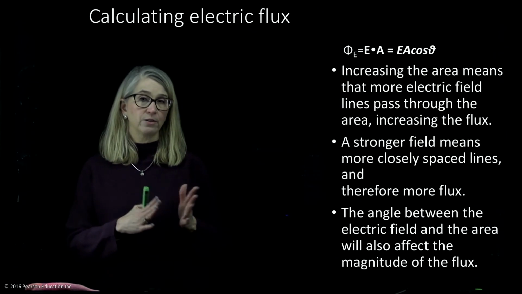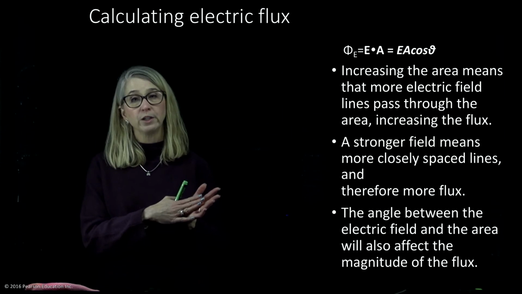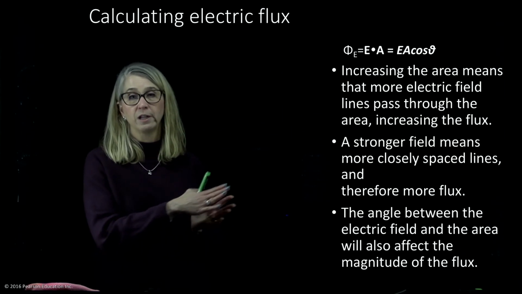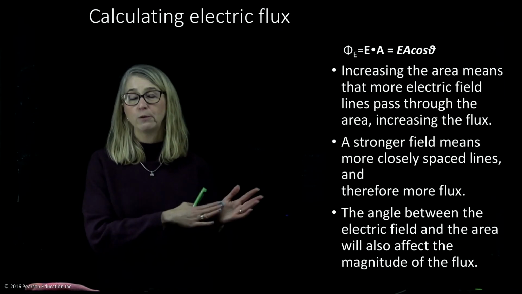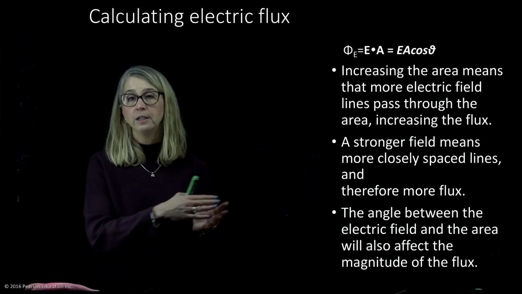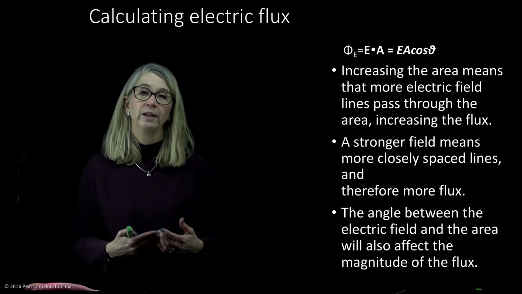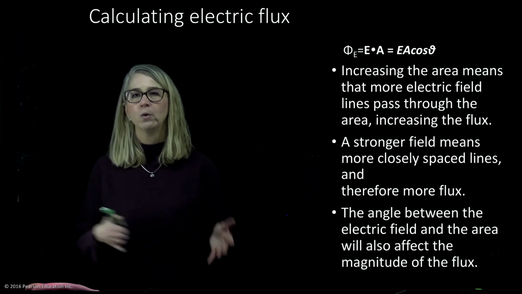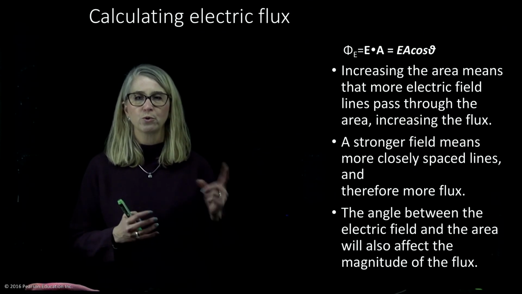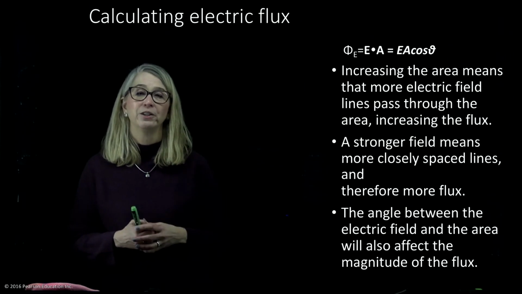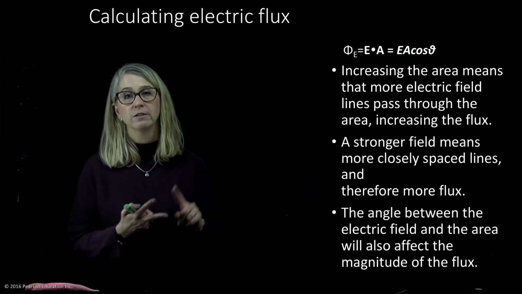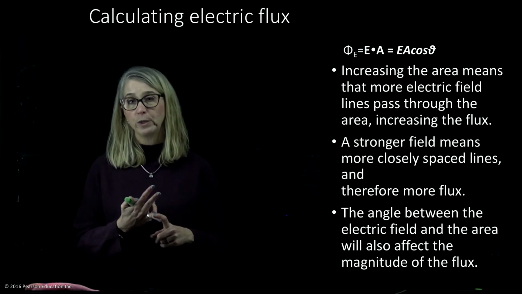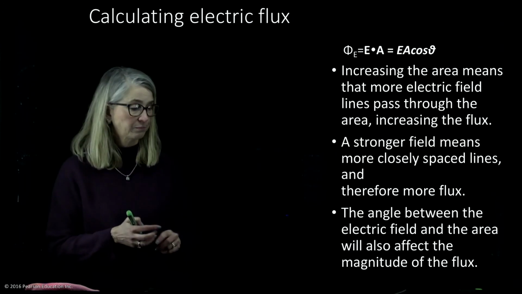If the two vectors are perpendicular to each other, the electric field lines will graze the surface and they will never penetrate the area, giving zero flux. And anywhere in between, you're going to get something between 0 and the maximum amount. So those three things are going to affect the flux: the strength of the field, the size of the area, and the angle between the electric field and the area.